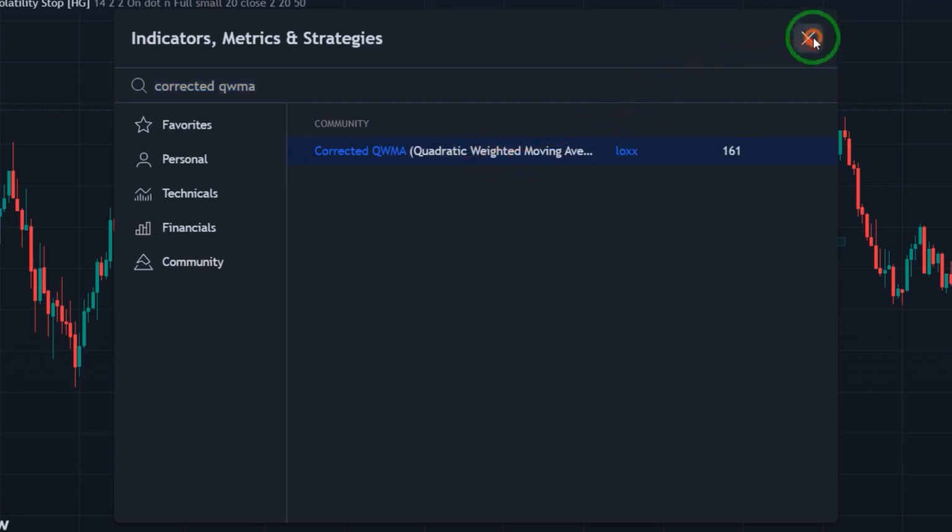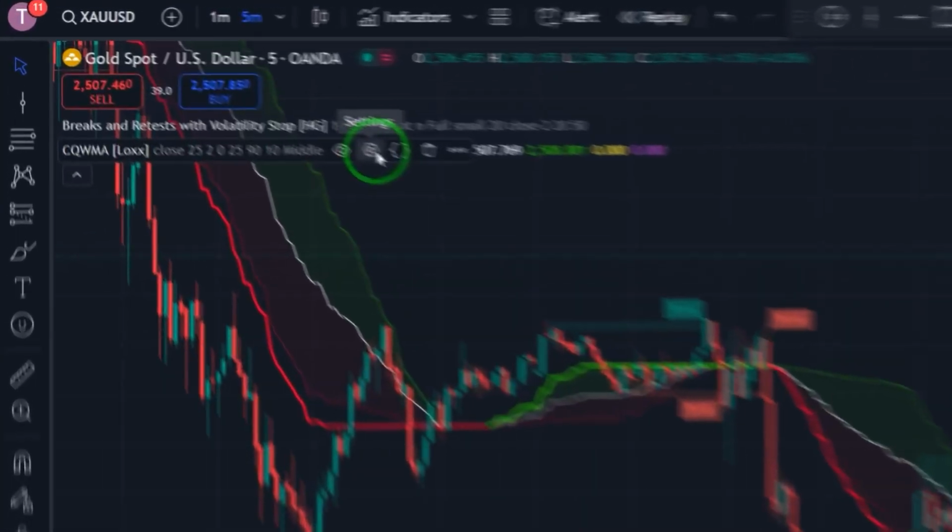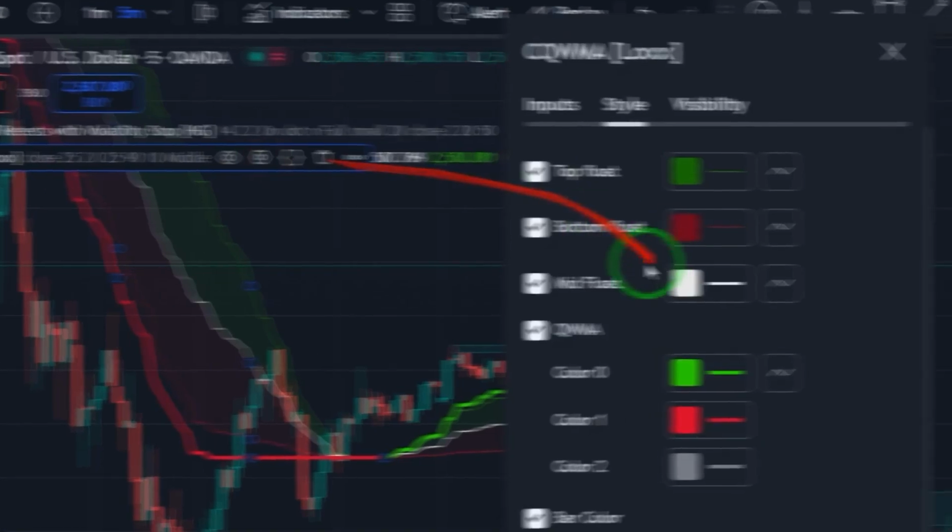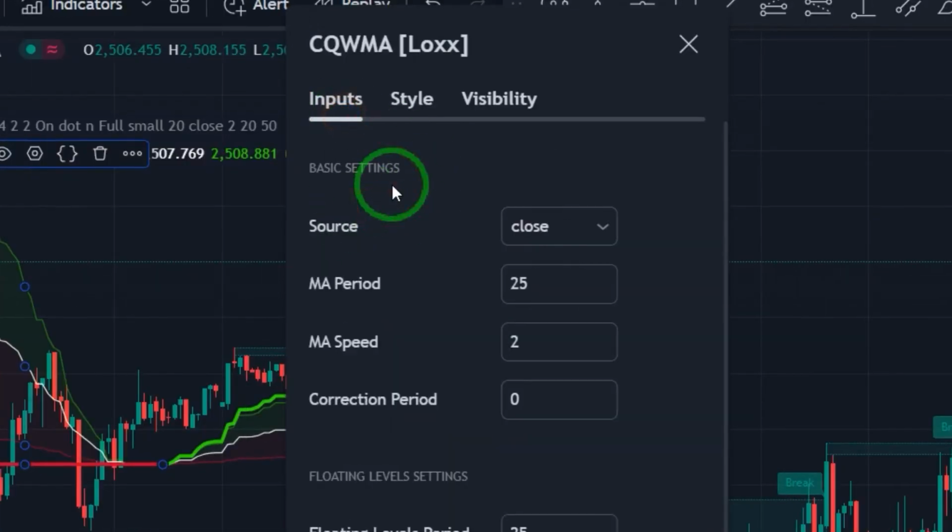Now we need to change the settings of this indicator. For this, we enter its settings section and make some adjustments. Please pay close attention to this part and ensure you do it correctly.